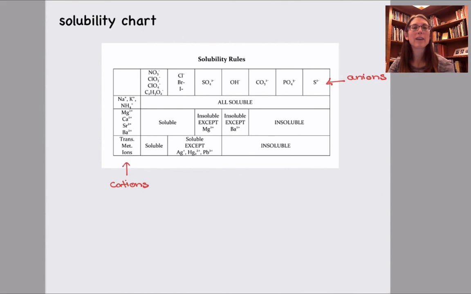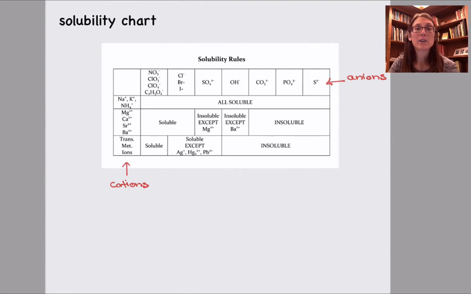So perhaps you have calcium carbonate. Well, calcium's over here, and so I'm in this second row, and carbonate's right here. So calcium carbonate would be expected to be insoluble. On the other hand, what if you had sodium phosphate? Well, sodium's right here, and this says sodium and potassium. That's also the other group 1 cations. And so if I had sodium phosphate, it would be expected to be soluble.